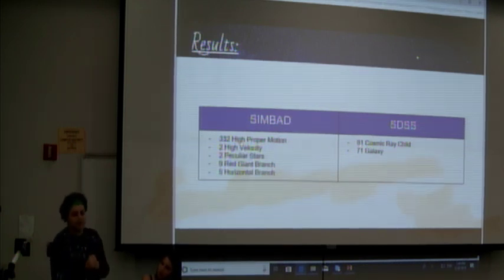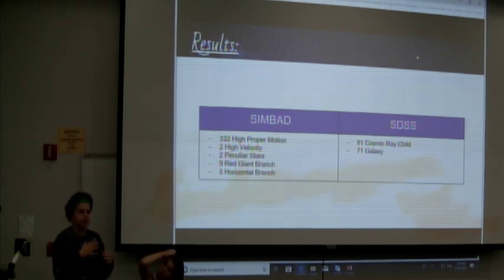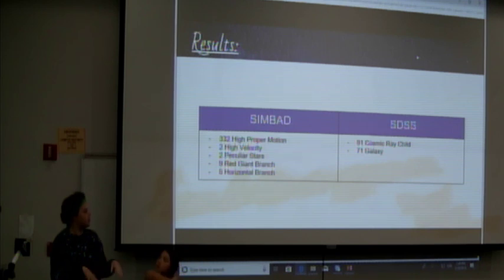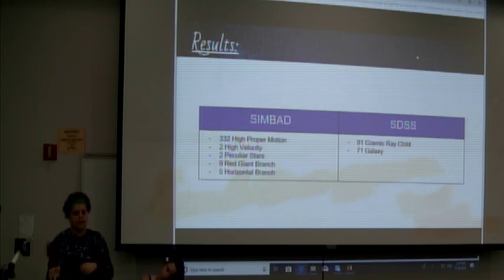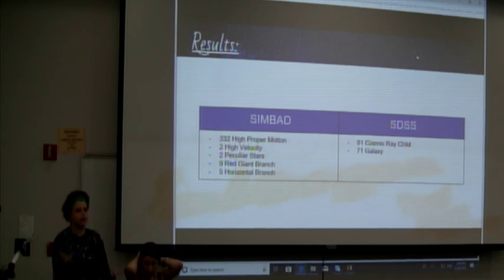SDSS did not have as many found in their field with my candidates, and I found 91 cosmic ray childs and 71 galaxies. Cosmic ray child is a note they put on SDSS when there is a target that has moved too quickly for them to really see what it is, and so that was also a good indication, because maybe these are stars that are moving faster and they couldn't see what it was.